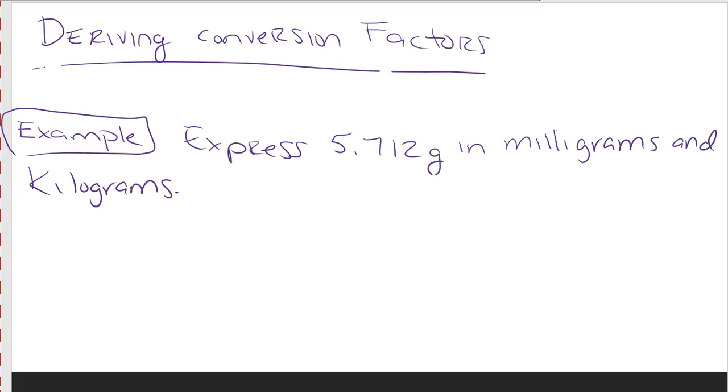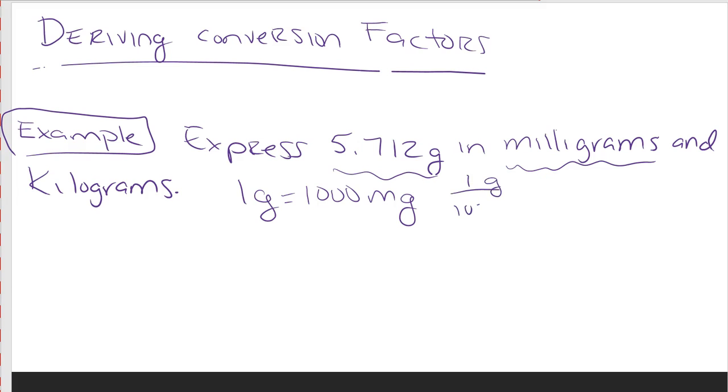Now when you set up your conversion factor, you have to use two quantities that are equal to each other. In this example problem, express 5.712 grams in milligrams. So you're going from grams to milligrams. You've got to set up a relationship that is equal. 1 gram equals 1,000 milligrams. You can put it as a ratio either way. These all say the same thing.